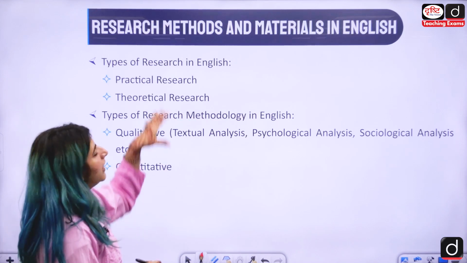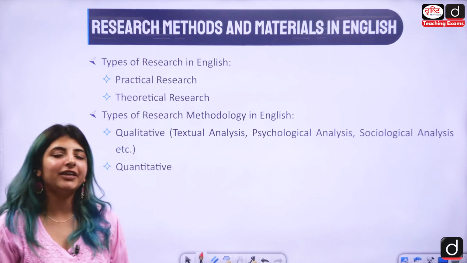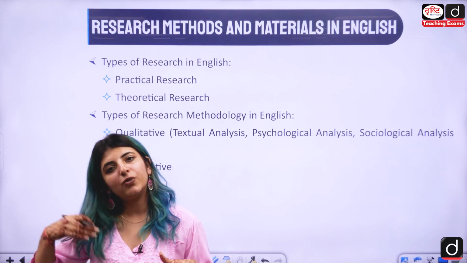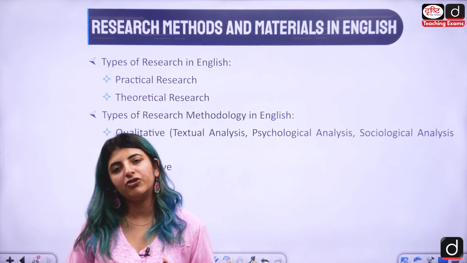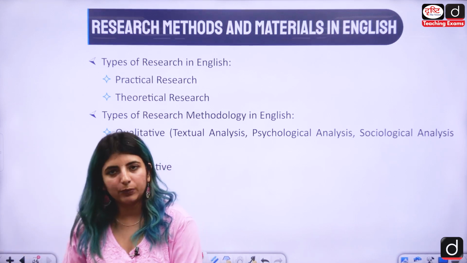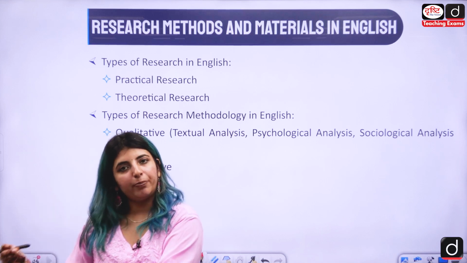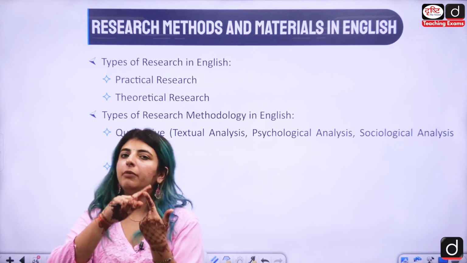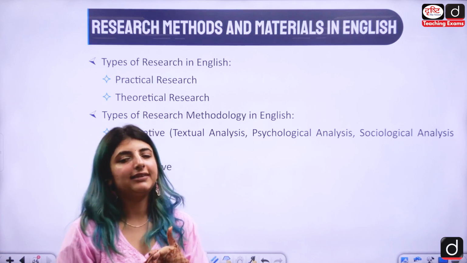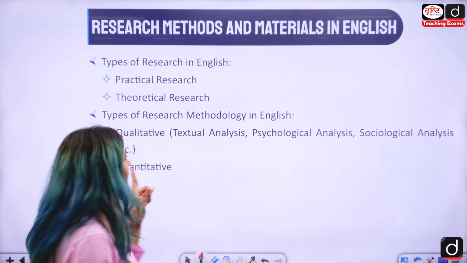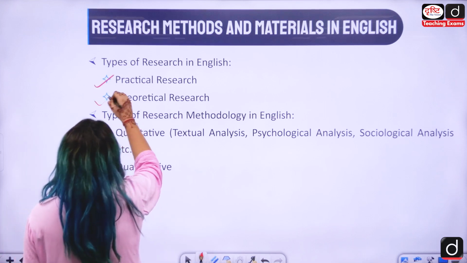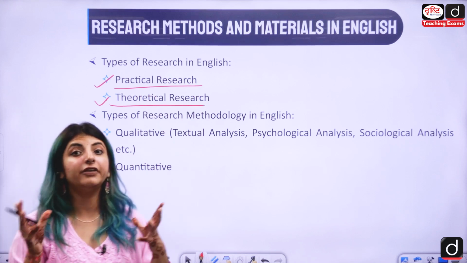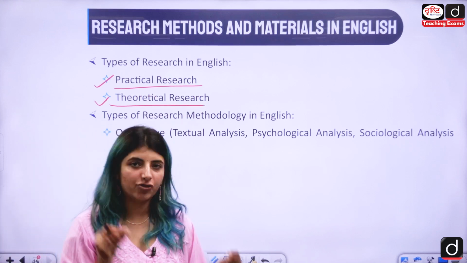Then we have research methods and methodology in English, which is a unit, which is an easier one to do because you are going to prepare for research methodology in your paper 1 as well. So the major traits, if you prepare for the paper 1 research aptitude unit, you will be good to go. But here just some aspects are important. Number 1 is you need to know about the practical research and theoretical research when we try to talk about it in the field of English language, English literature.